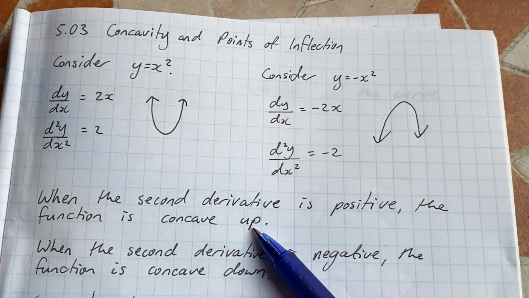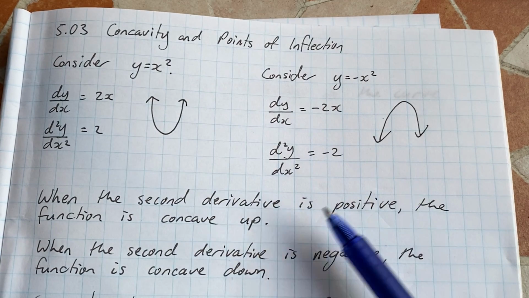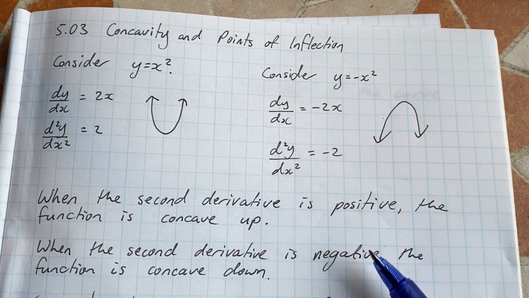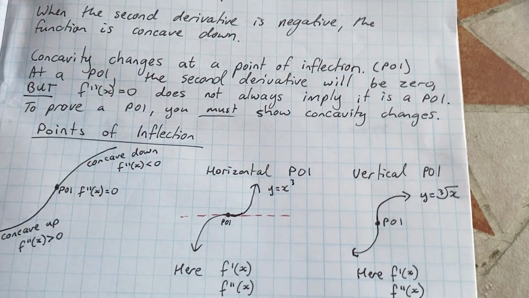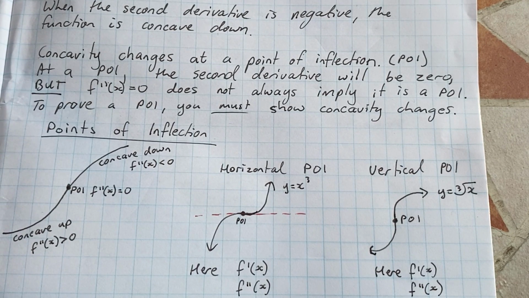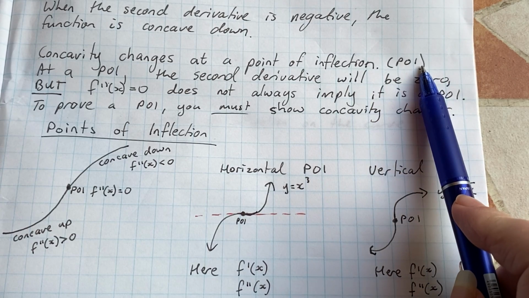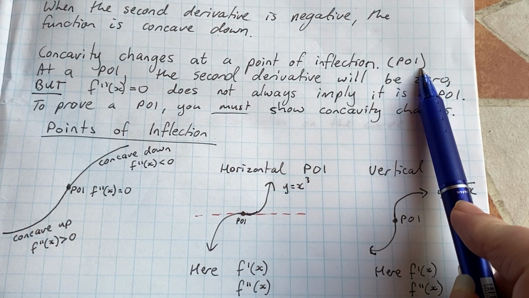So basically, when the second derivative is positive, the function is concave up. When the second derivative is negative, the function is concave down. Now, concavity changes at a point of inflection. Sometimes we just use POI to stand for point of inflection when we're writing notes.